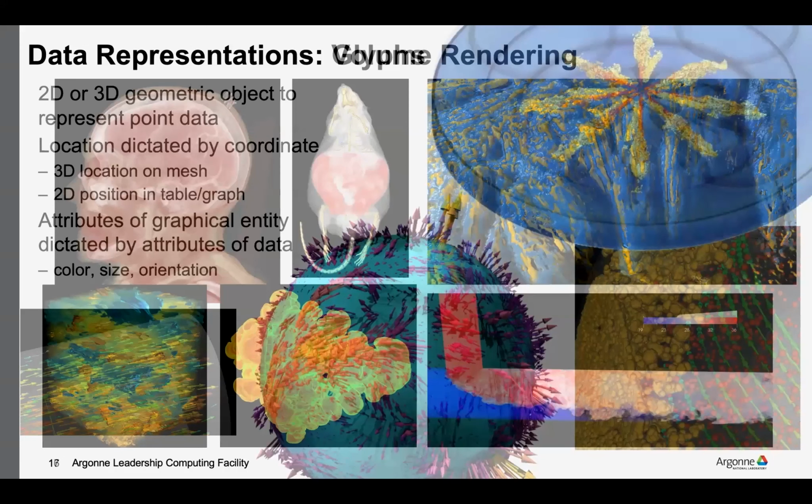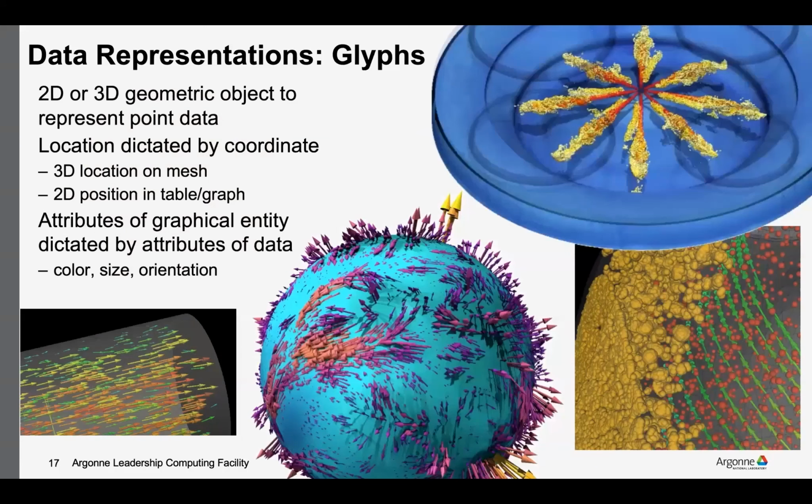Another representation is the use of glyphs, which is essentially a 2D or 3D geometric object that represents a data point. The location is dictated by its coordinate, so it has some Cartesian position within the data set. Then you use other attributes of the data to dictate attributes of the graphical entity.